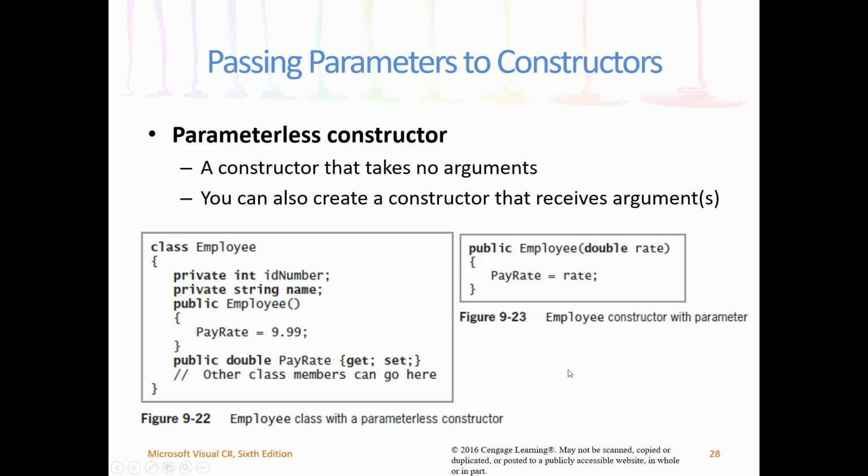Here's an example of a constructor that's called a parameterless constructor. What do I mean? The class here is named employee, and this is called employee. It's parameterless because there is nothing in the parentheses. What this says in English is, if I create a brand new employee, that employee will automatically have a pay rate of $9.99. Because when I create a new employee, this is the constructor that would be called, and it would set pay rate equal to 9.99.